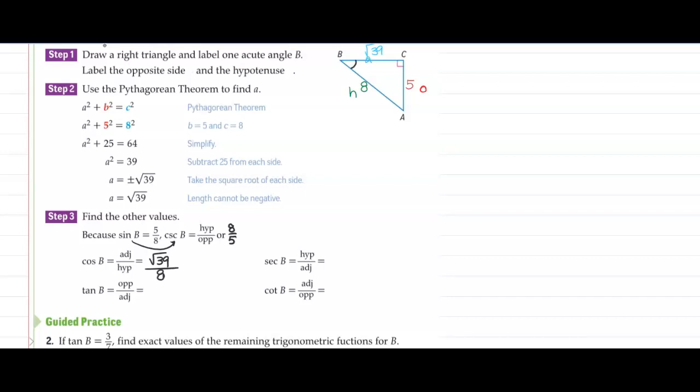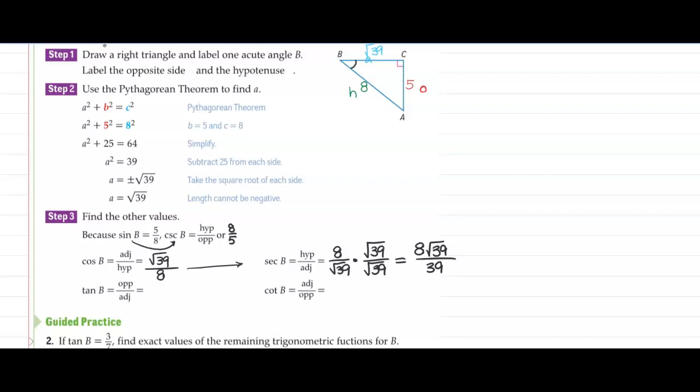The tangent, actually before we do that, let's go ahead and flip it for the secant. That would be 8 over radical 39, but that's a problem. We can't have a radical in the denominator, so we multiply by radical 39 over radical 39, and our final answer is 8 radical 39 over 39.